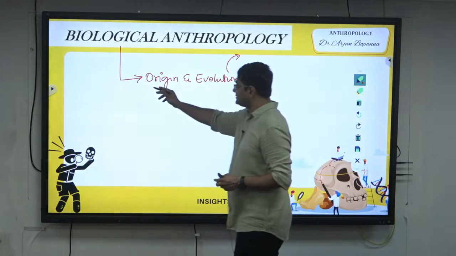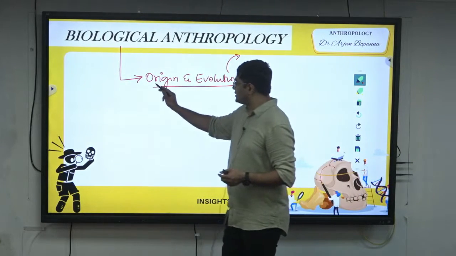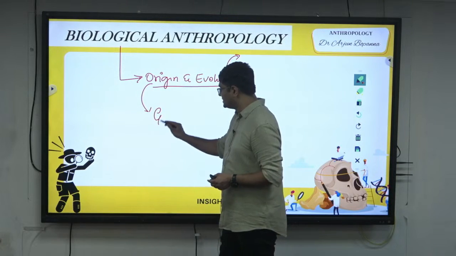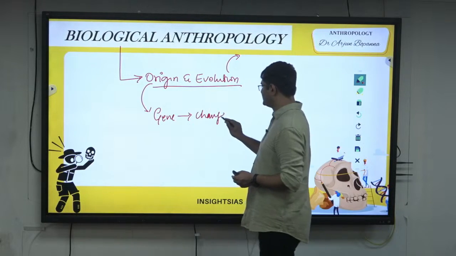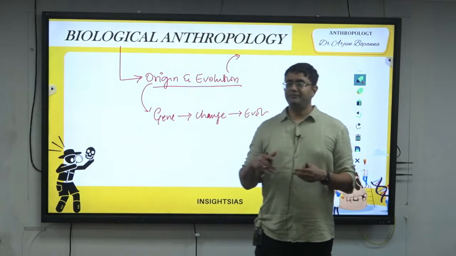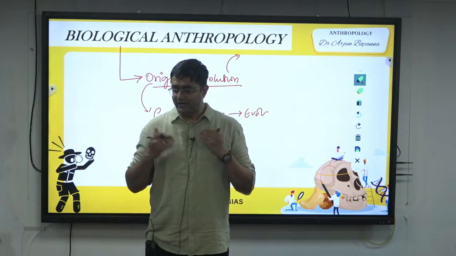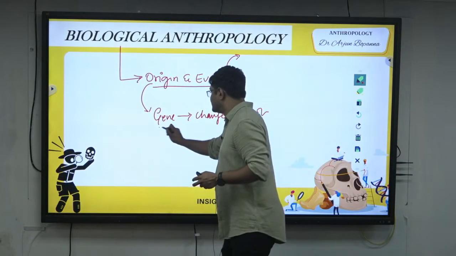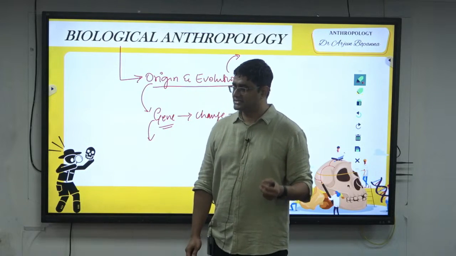In addition to this, what else do we study in biological anthropology? When we were studying the origin and evolution of humans, we realized that it is because the genes underwent change. When they underwent change, we evolved. We are different from other animals because our genetic makeup is different. So we realized that the physical evolution is because of change in the genes. That led to a lot of studies on genes and genetic changes.